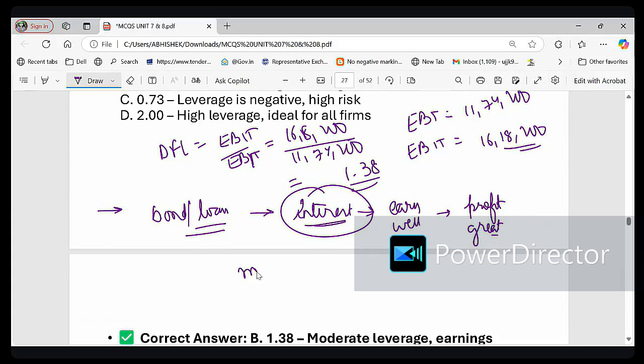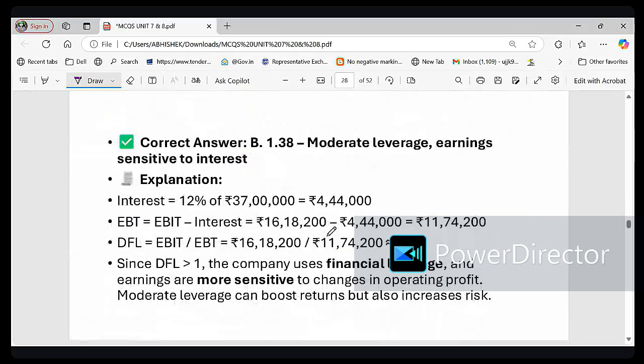The more borrowed money you use, the more your profits swing up or down due to fixed interest, right? Because interest is fixed no matter whether the company is earning great or not. What is the meaning of financial leverage? It means the more borrowed money the company uses, the more your profit will swing up and down due to the fixed interest part. So the answer to this question is 1.38, right? And one thing you must note down, that if DFL is greater than 1, right?